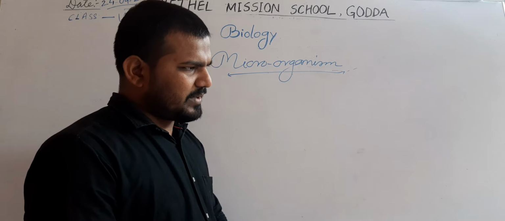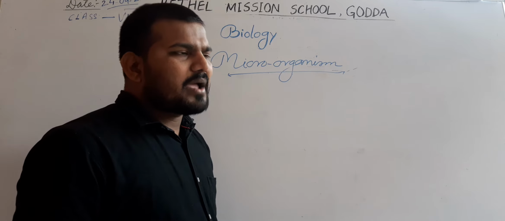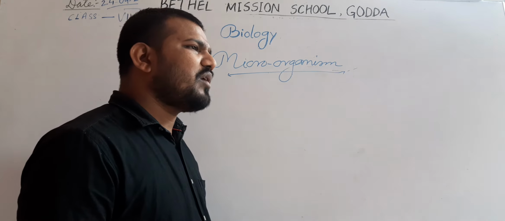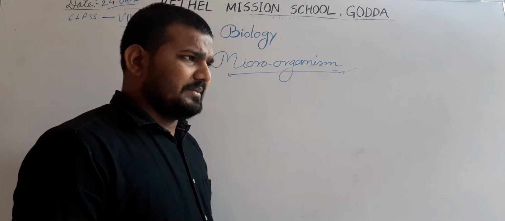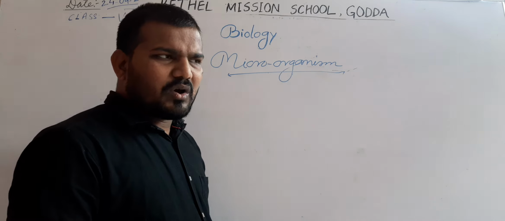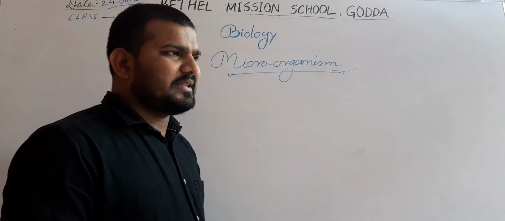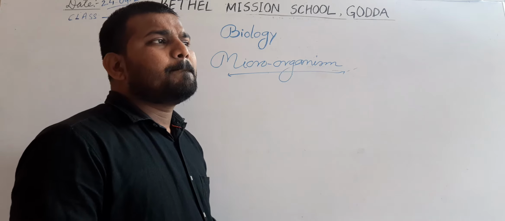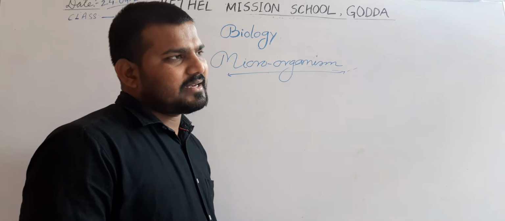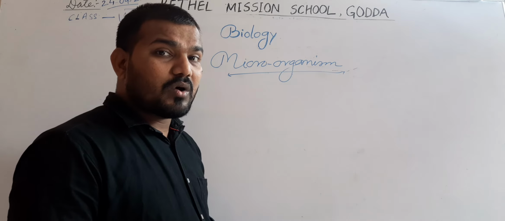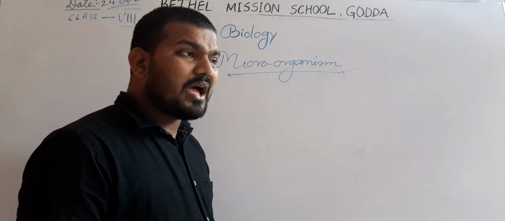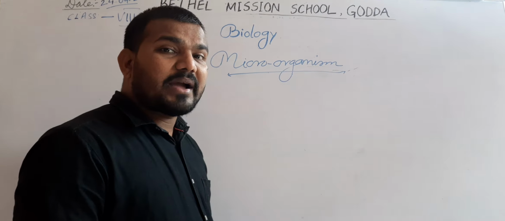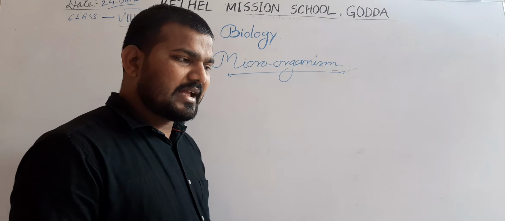How can we judge a microorganism? Most microorganisms are unicellular, meaning they are formed by a single cell. Even a few microorganisms are multicellular in nature. For example, yeast is unicellular, whereas mushroom or agaricus are multicellular. So microorganisms can be unicellular or multicellular. We can observe microorganisms with the help of a microscope. This is the second line.